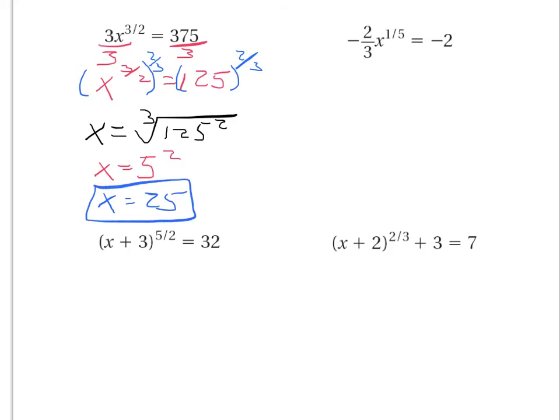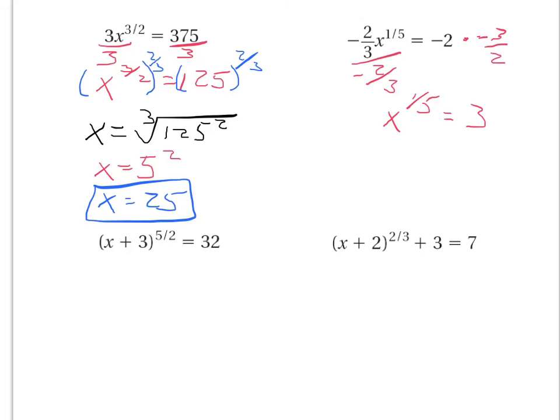So on this next one, we have negative 2/3 x to the 1/5. So work backwards through the order of operations once again. We want to get rid of this negative 2/3 before we go on the exponent. It's multiply, divide before we work on the exponent. So I'm going to divide by negative 2/3. When you divide by a fraction, it's the same as multiplying by its reciprocal. So I can also multiply by negative 3/2. So I'll have x to the 1/5 equals negative 2 times negative 3/2, which is positive 3.